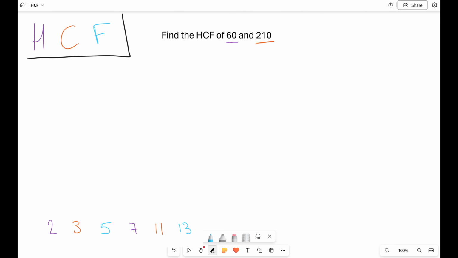So we're going to start off with 60. Let's split 60 into two factors. We're going to pick 6 and 10. These two aren't prime numbers, so I'm going to split them again into their factors.